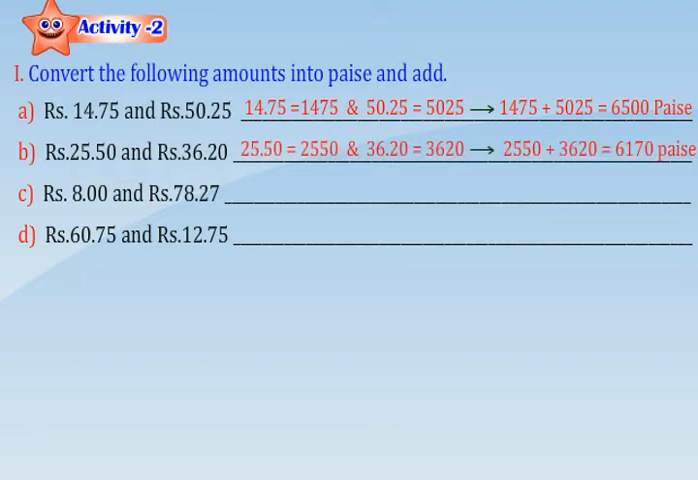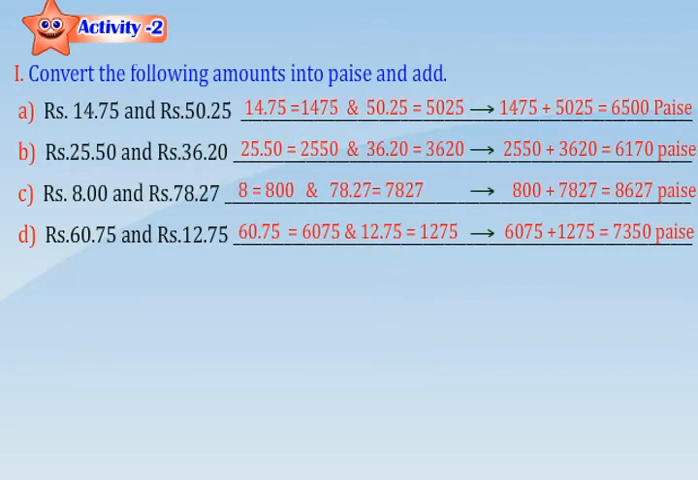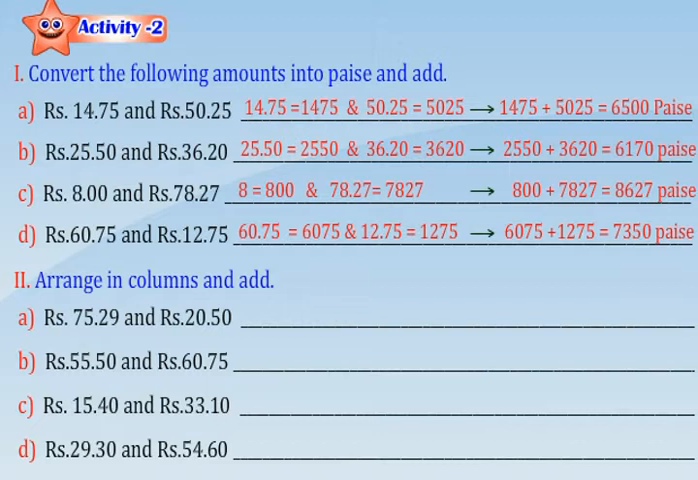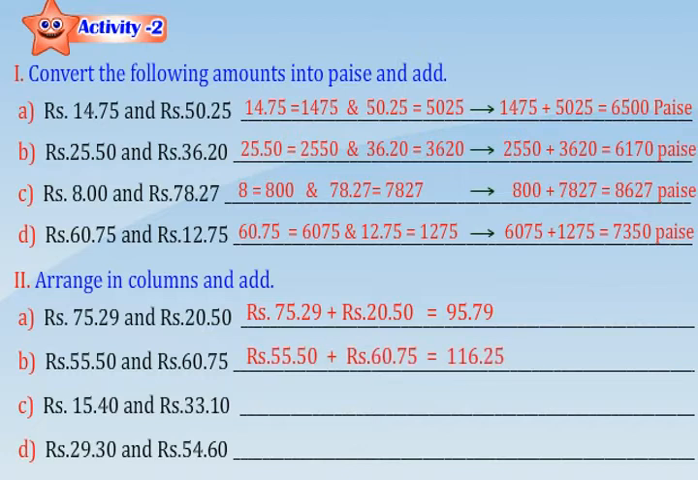Activity 2. Convert the following amounts into paise and add: ₹14.75 and ₹50.25; ₹25.50 and ₹36.20; ₹8 and ₹78.27; ₹60.75 and ₹12.75. Arrange in columns and add: ₹75.29 and ₹20.50; ₹55.50 and ₹60.75; ₹15.40 and ₹33.10; ₹29.30 and ₹54.60.